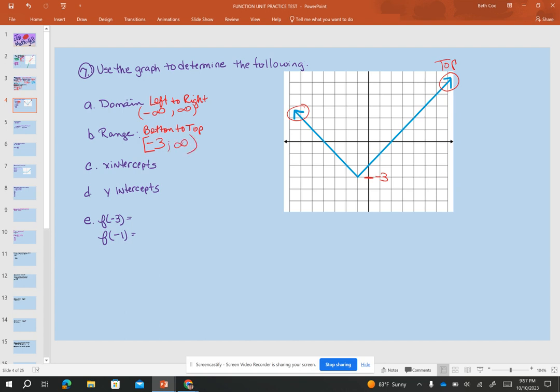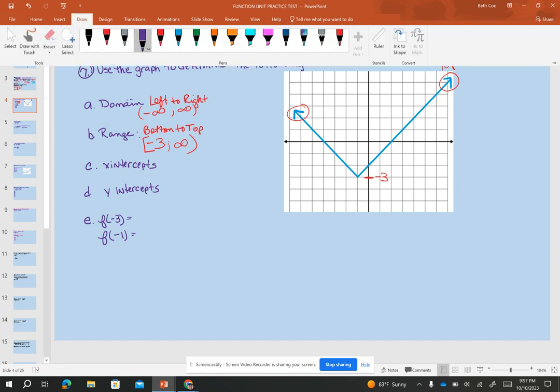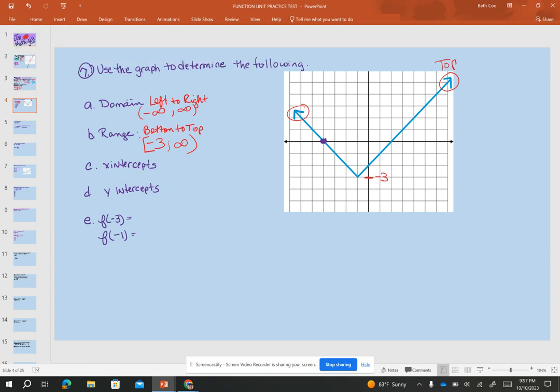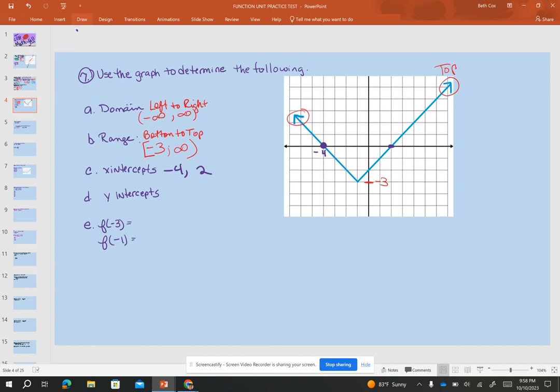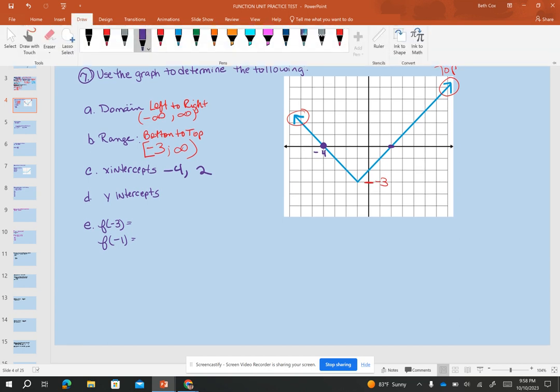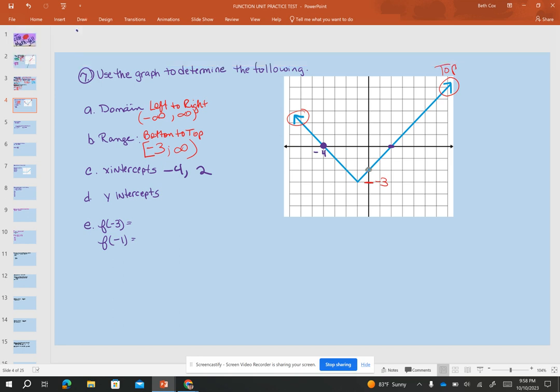There you go. The x-intercepts are the points where it crosses the x-axis. So the x-intercept is here at -4, and I have another one here at +2. Those are my x-intercepts. The y-intercept is where it crosses or touches the y-axis. So my y-intercept is right here, and that is -2.